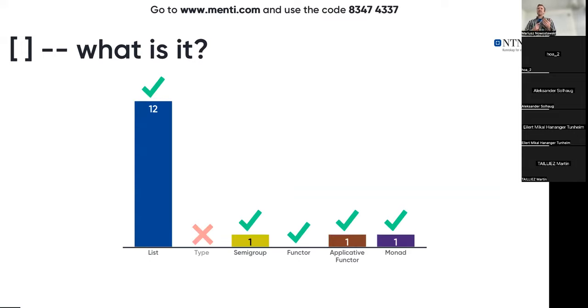Perfect. Nobody did the wrong answer. If we have 99% of correct answers and only one wrong, we have a chance to pass that. So all the answers are correct apart from the type. It's not the type. Why is it not the type? All right, let's move on if you don't know the answer yet.